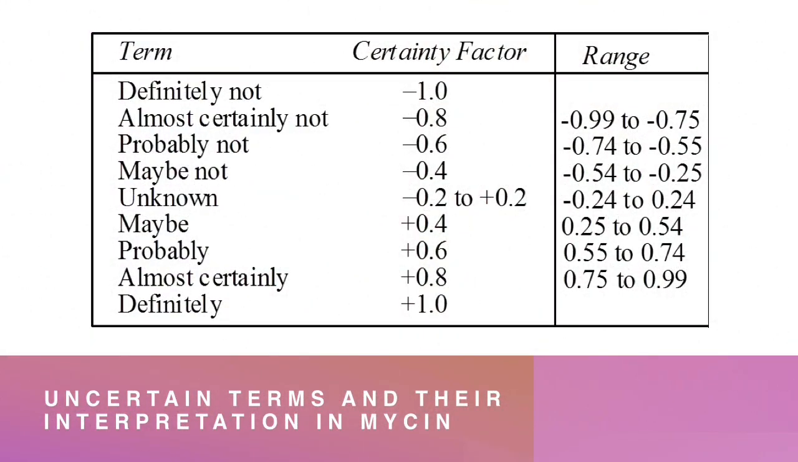Let's see how certainty factor is implemented in MYCIN. MYCIN is one of the earliest expert systems developed in the medical area, and it has these certainty factors in it. The CF value used is between negative 1, which represents definitely not, to positive 1, which represents definitely true. The values between, such as negative 0.8, 0.6 and so on, do have other representations, for example, almost certainly, probably, maybe, unknown, and so on.